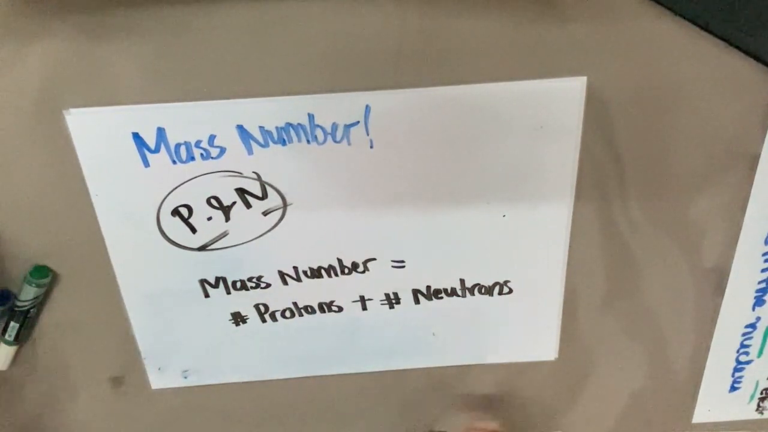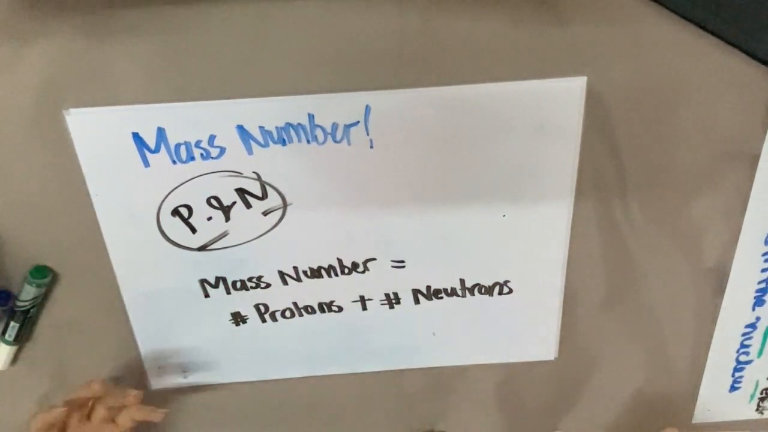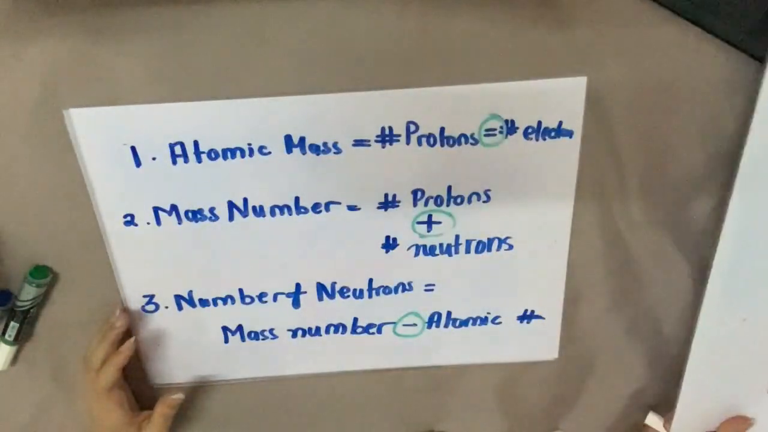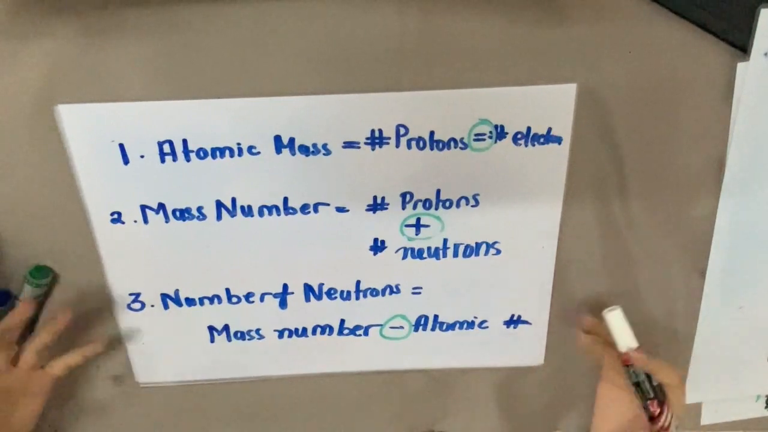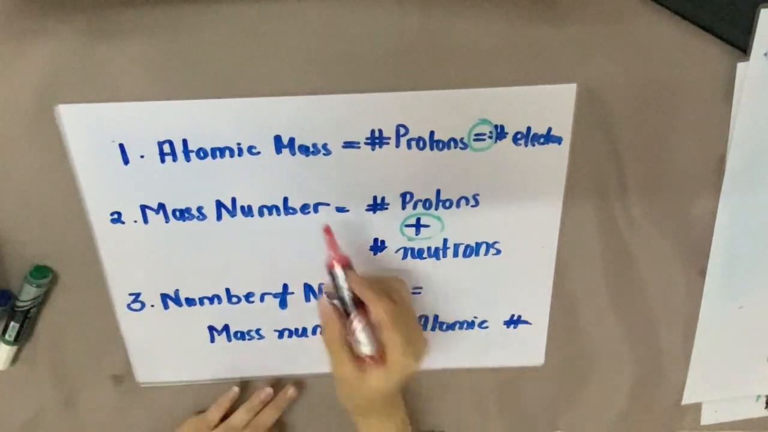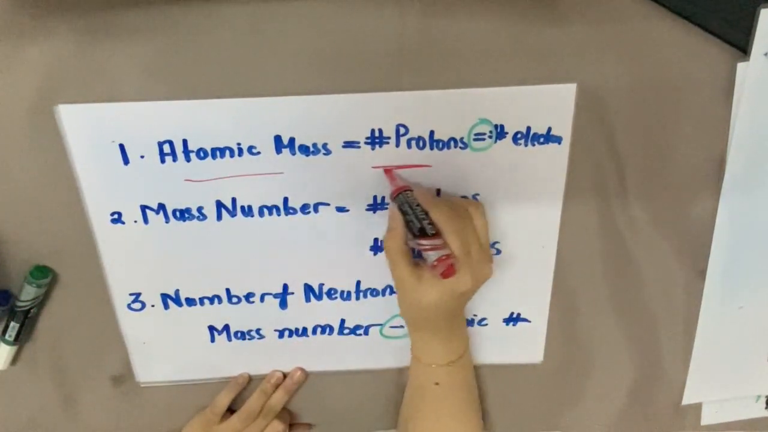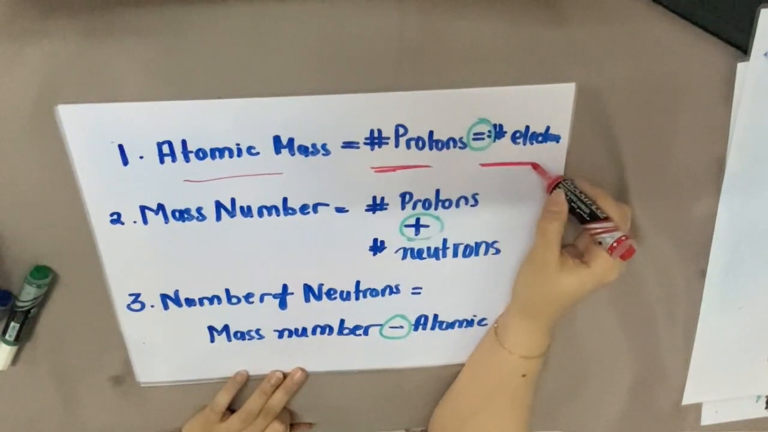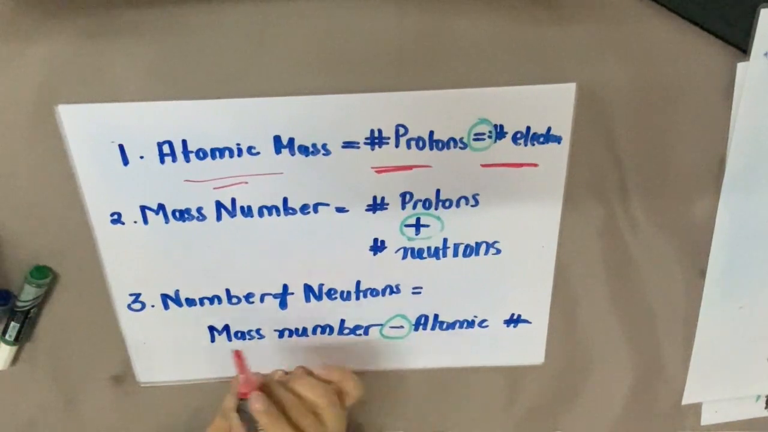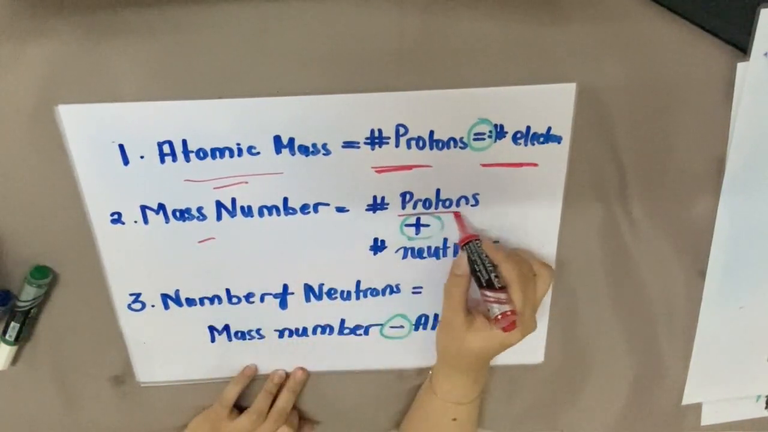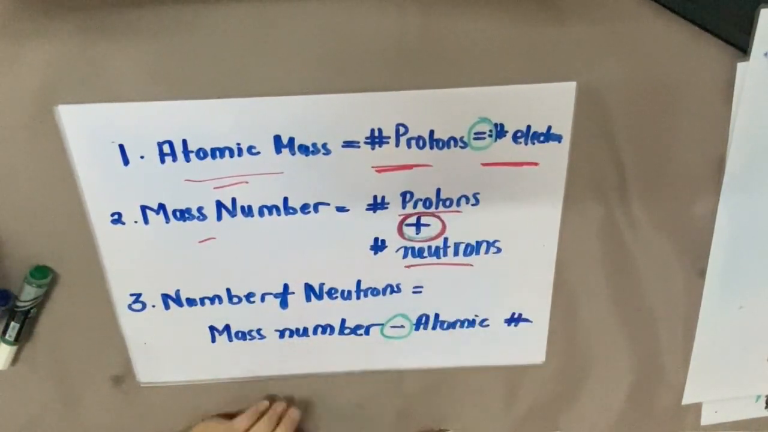So this way we can simply find the mass number. Let's take a look. To sum up the formulas we took so far, the atomic number is the number of protons and is the number of electrons. So atomic number equals protons equals electrons, whereas the mass number is the protons plus neutrons. And the number of neutrons, we are going to get to it.